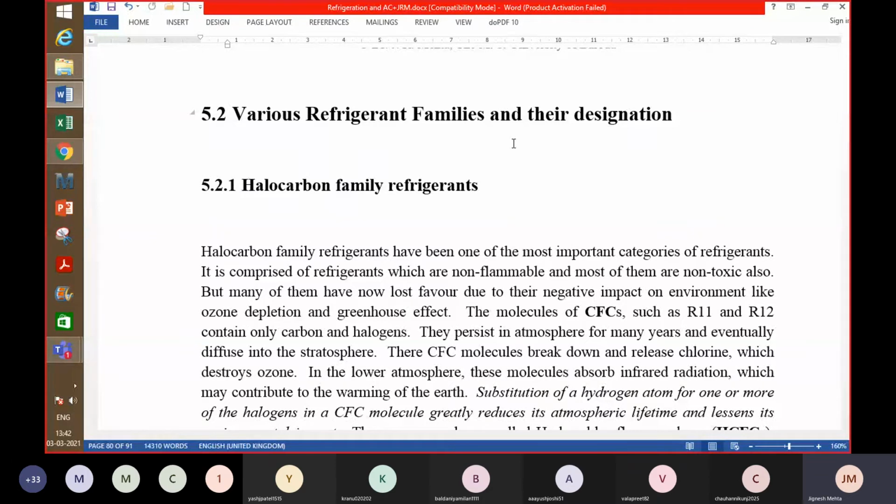So first, the most common refrigerants are from the halocarbon family. Okay, so they have chlorine, fluorine, bromine as one of the atoms in that molecule. So halocarbon family refrigerants have been one of the most important categories of refrigerants. It is comprised of refrigerants which are non-flammable, and most of them are non-toxic also. But many of them have now lost favor due to their negative impact on the environment, like ozone depletion, like R12, R11, even R22, R134.